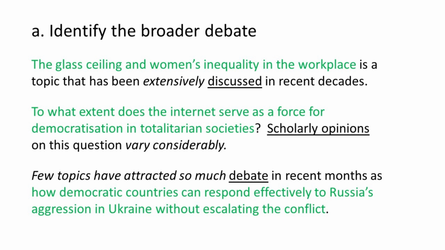This one, the first one, we see in green. This is the topic, the glass ceiling and women's inequality in the workplace. And then we can see it's a topic that has been, and I've put these in italics, extensively. Extensively means it's an important topic. And the word discussed, which I've underlined, says there is a debate. Scholars don't agree. So in that opening sentence, we've got those 3 elements. What is the topic? Is it popular? Is there disagreement? And there's a huge variety of sentences that you can produce. But ideally, it's nice to see those 3 elements.